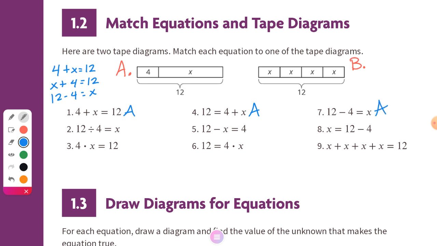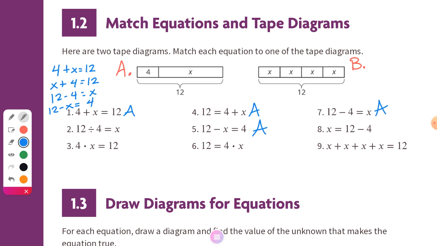And number 5. Okay, why does number 5 work? It's just switching around, because that's the other fact in our fact family, right? We can take the 12 minus x and we would have to get 4. So that's A.